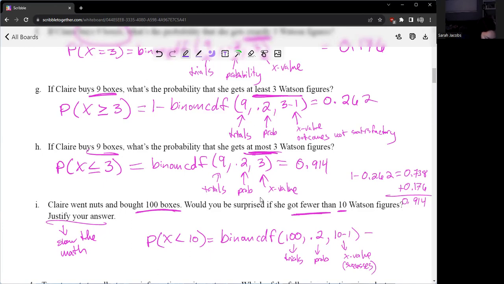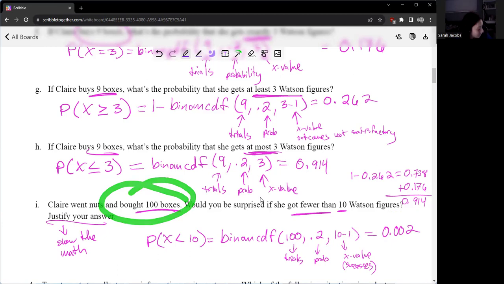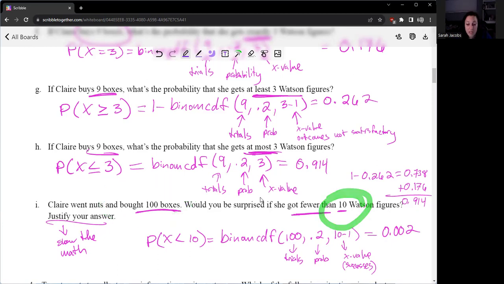Okay, so when we pop that in, second vars, binomial CDF, trials 100, and the X value is going to be 10 minus 1, or 9. And so we get 0.002. So there is a 0.2% chance that if Claire bought 100 boxes, fewer than 10 would have Watson figurines. So yeah, I would be surprised. Anything less than a 1% chance is pretty unusual.